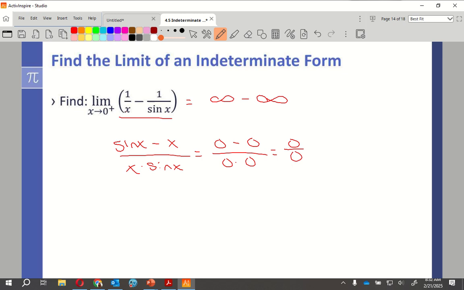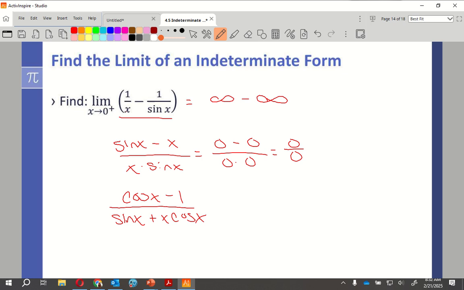So, given that much information, now I could take the derivative of this. The derivative of the top is going to be cosine x minus 1. The derivative of the bottom is going to be a product rule. So the derivative of x is going to be 1, so it's going to be 1 sine x plus x cosine x. So there's my product rule for that one.